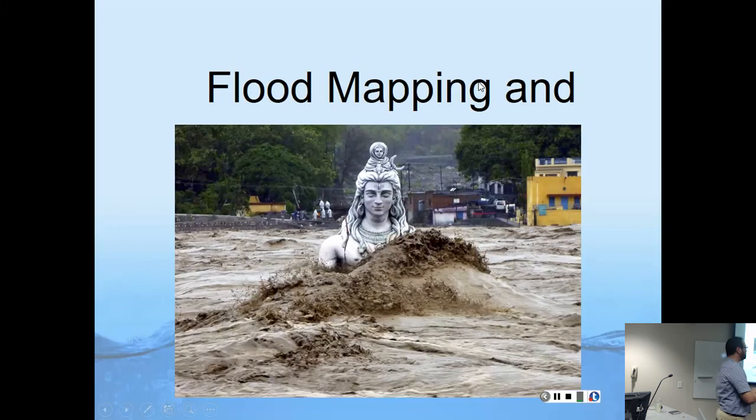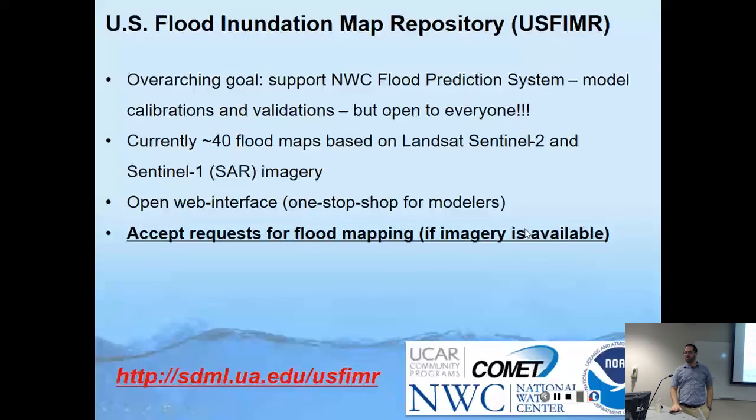So I want to now move to the second topic, which we do a lot of work on, which is flood mapping and analysis, and that kind of got blown away there. The first thing, many of you have probably heard about, is what we call the U.S. Flood Inundation Map Repository. This was a short one-year project funded by the National Water Center through the UCAR COMET grant program, outreach, whatever they call it.